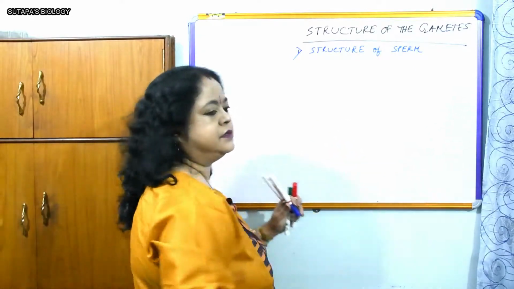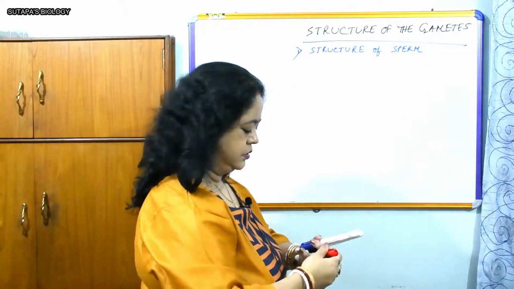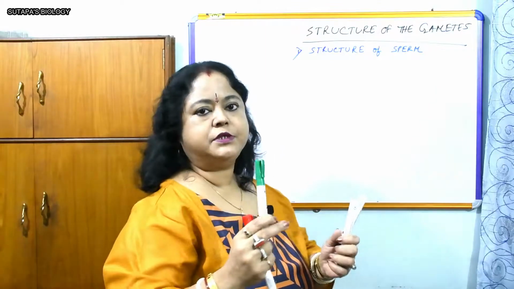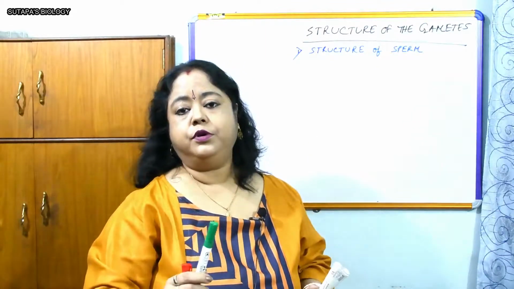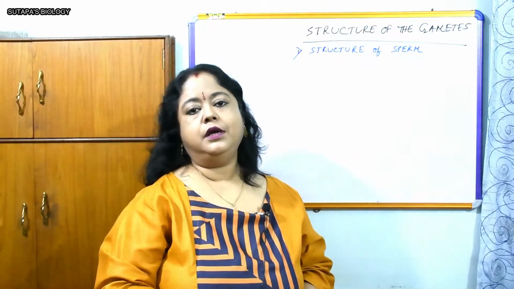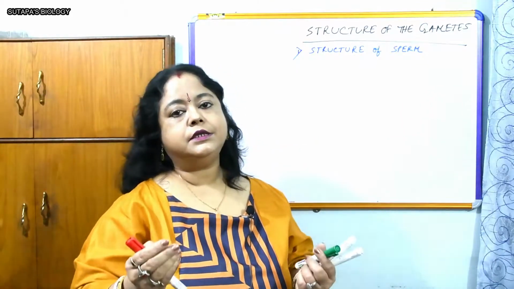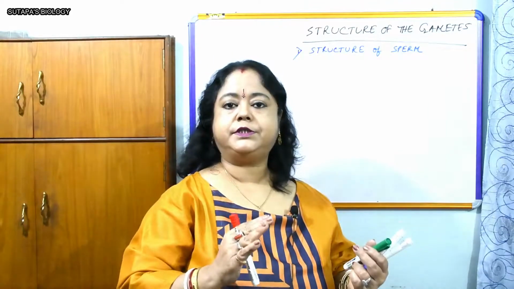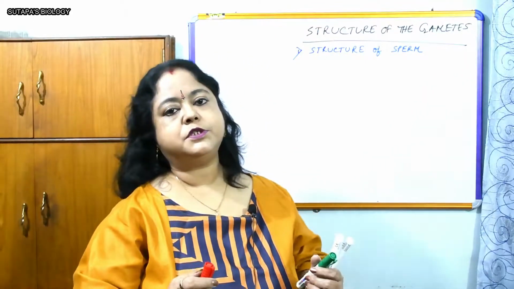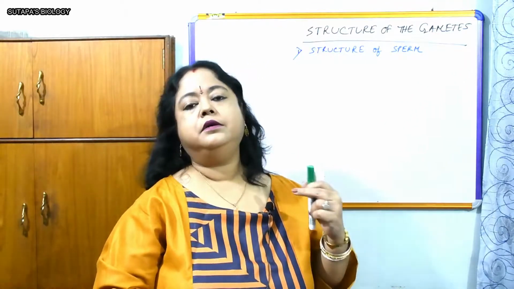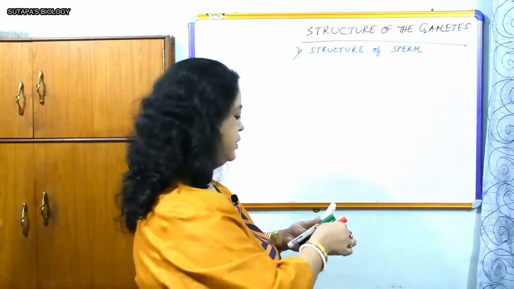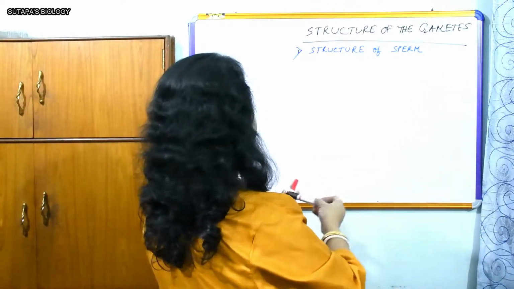The sperm has four parts. The complete form is looking like a tadpole. It's a tadpole shaped body with a tail or flagella, and it has four parts. In the complete structure, you can get the four parts of the sperm, that is the head, neck, middle piece and tail. So let's draw the structure.